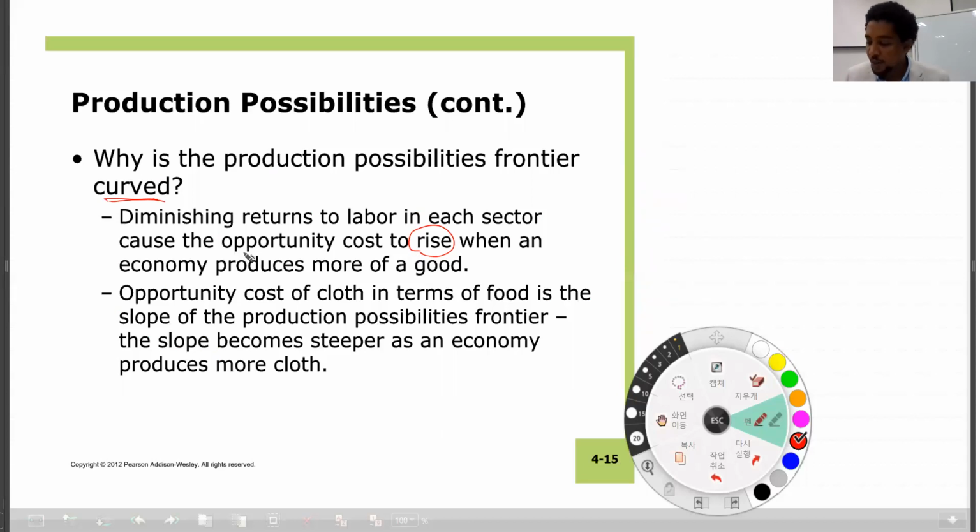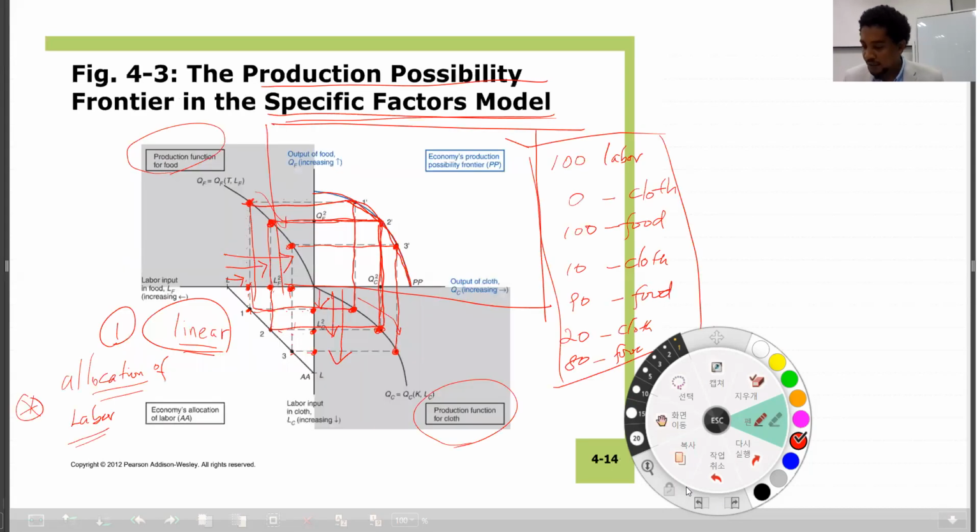Okay, and when opportunity costs rise, it's not even feasible to produce that product. Because we have said the opportunity cost has to be lower, right? So it's curved because the opportunity cost started to increase. So the opportunity cost of clothes in terms of food is the slope of the production possibility frontier, and the slope becomes steeper as the economy produces more clothes.